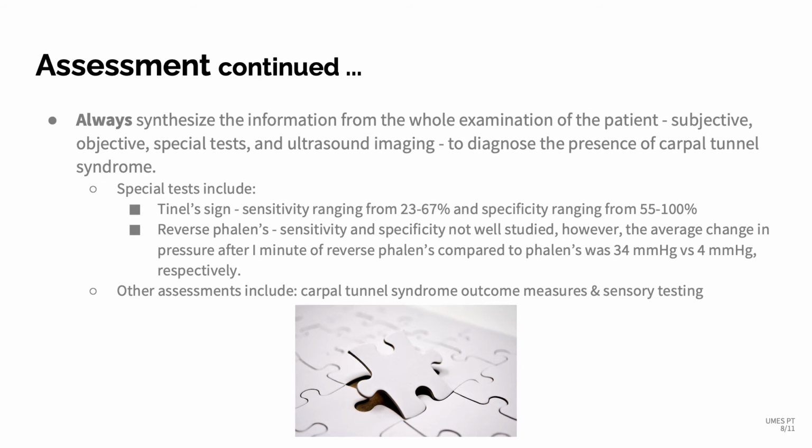We chose reverse Phalen's over Phalen's, even though it has a specificity and sensitivity that are not well studied. But the average change in pressure after 1 minute of reverse Phalen's compared to Phalen's was 34 millimeters of mercury versus 4 millimeters of mercury, respectively. So we thought that we would take reverse Phalen's and use that because the pressure on the median nerve was so much greater. Other assessments include carpal tunnel syndrome outcome measures that Christina talked about and sensory testing as well.